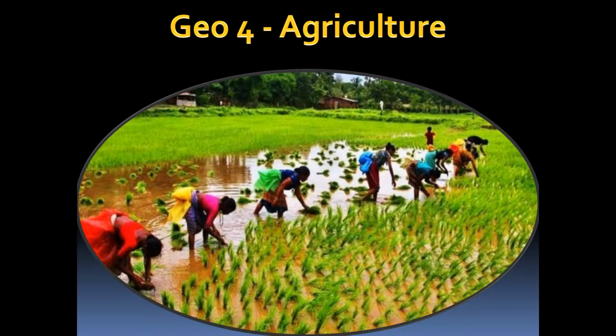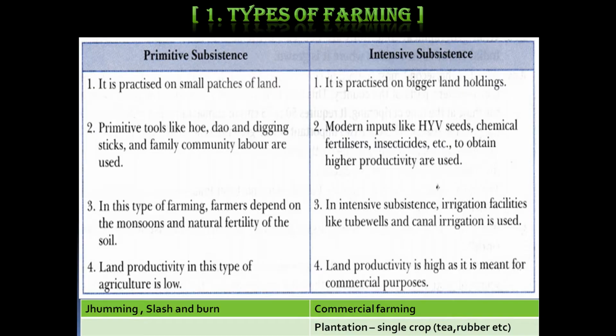As you know, India's maximum output is dependent upon agriculture, isn't it? So first of all, we'll see the types of farming. Many times we have discussed it, I think in 7th, 8th and 9th standard also.